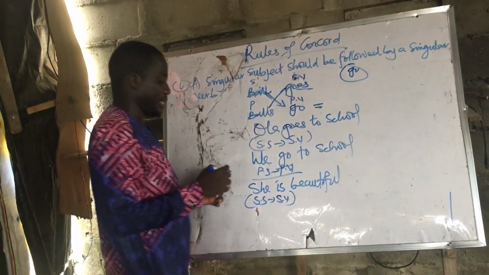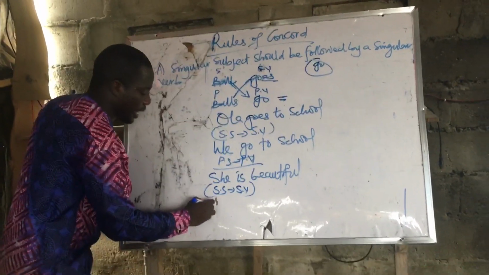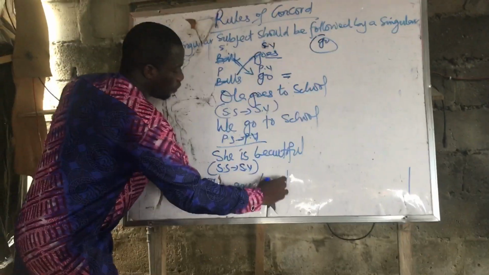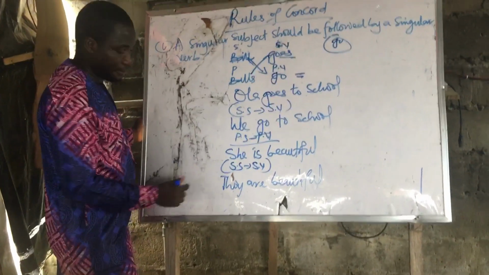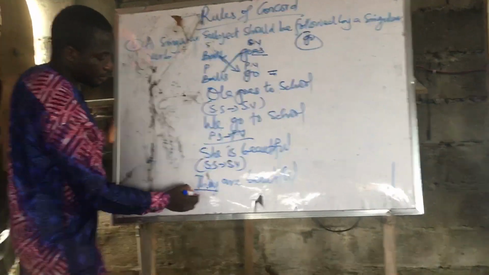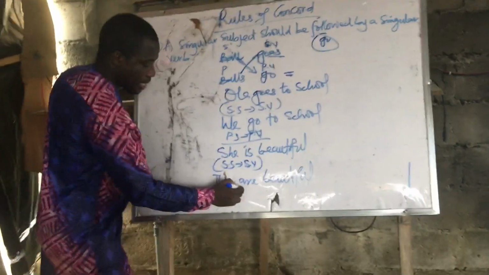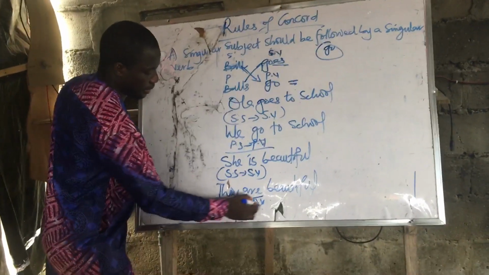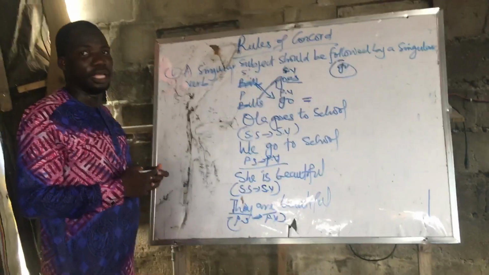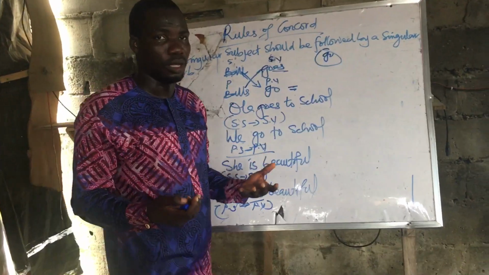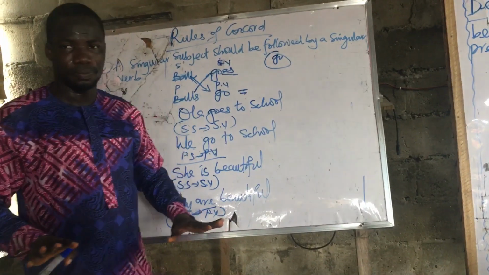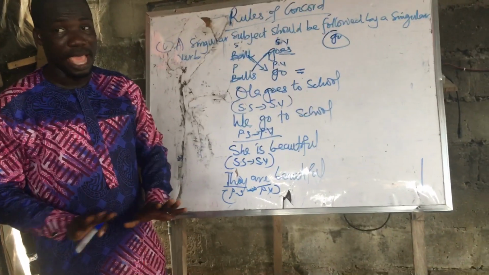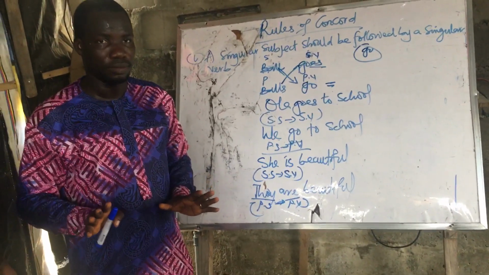Then for the plural, we say they are beautiful. For they, you have a plural subject, and are is a plural verb. Then we say there is an agreement between the plural subject and the plural verb. I hope that's clear. Do you have any question on that? Okay. That's that on that.